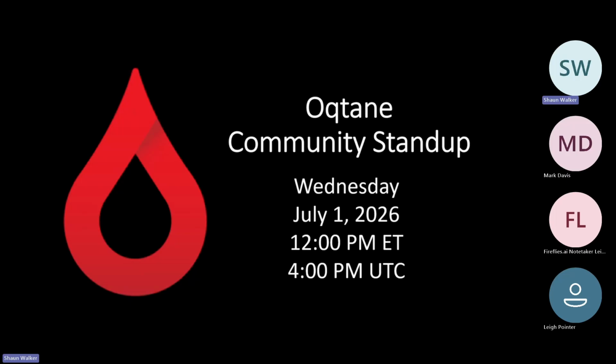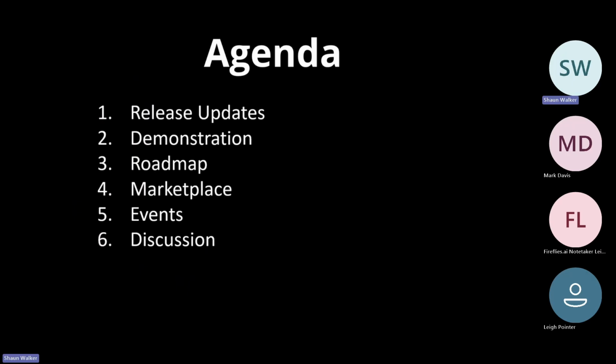So yeah, welcome to the Octane Community Stand-Up for July. It's weird to say that it's for July because it's just July 1st today. Today we're going to go through the standard agenda, talk about the releases. I'm going to do a demonstration of some of the features in the most recent release, talk about roadmap, talk about marketplace, events, and some time for discussion.